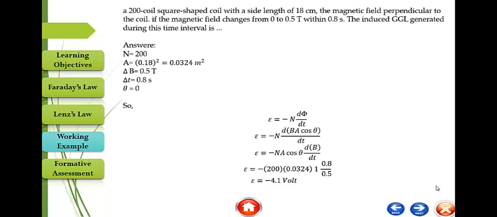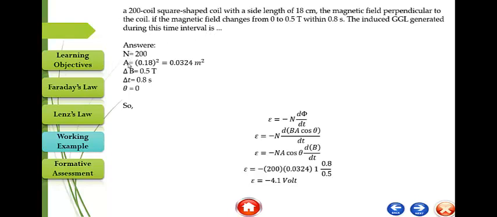Okay, after we have learned about Faraday's law and Lenz's law, let's do a worked example. A 200-turn coil of square shape with a side length of 18 cm, the magnetic field perpendicular to the coil. If the magnetic field changes from 0 to 0.5 Tesla within 0.8 seconds, the induced electromotive force during this time interval is?